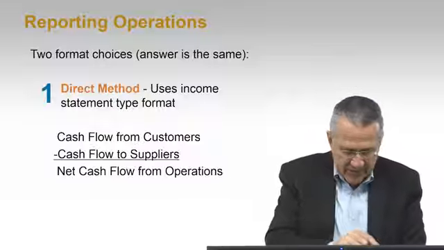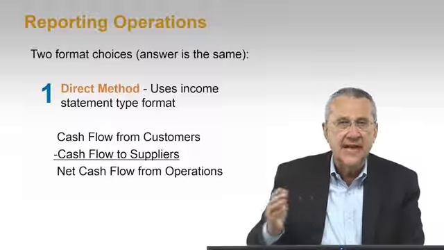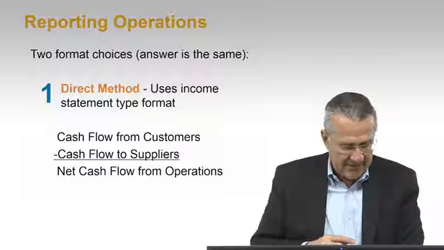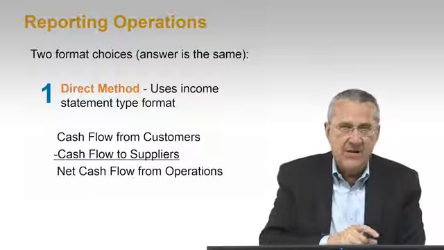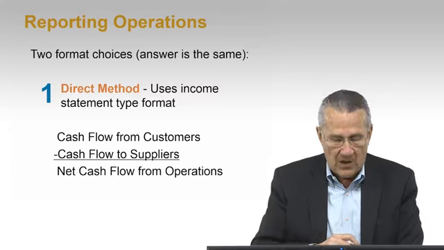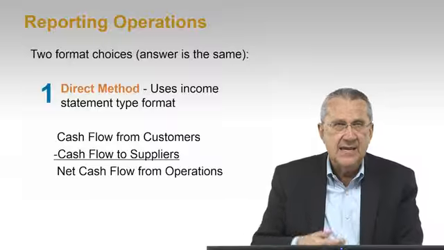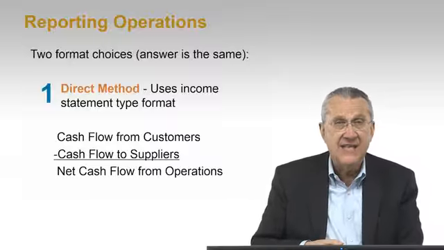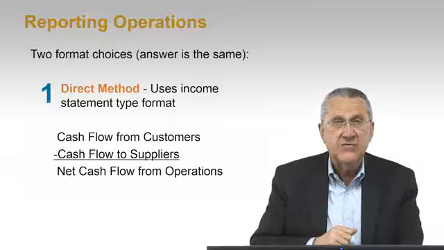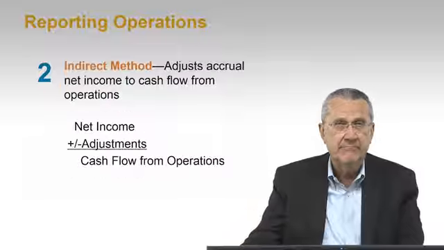We're going to start with cash flow from customers. That'll be your primary operating cash inflow. And then we're going to subtract from that 3 or 4 or 5 different varieties of cash outflows, expenses typically, cash flow to suppliers, that sort of thing. And the result will give us net cash flow from operations.